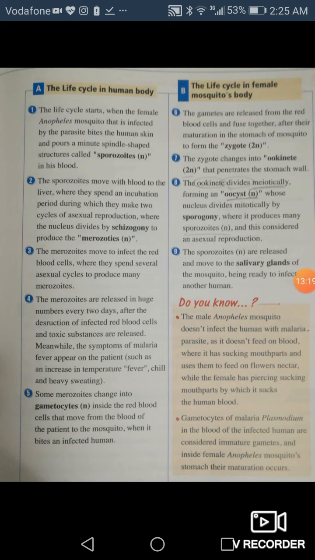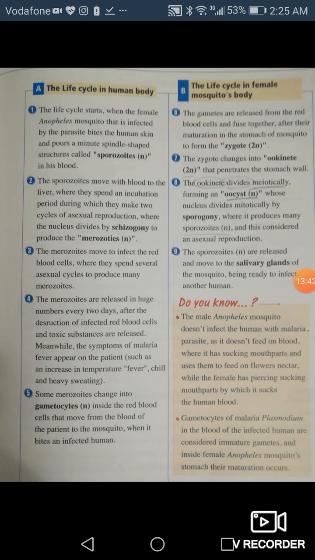The sporozoites, which have N chromosomes, are released and move to the salivary glands of the mosquito. They move forward from the stomach. They get outside the stomach and move to the salivary glands of the mosquito, being ready to infect another human. As you can see, this is the end of the life cycle.